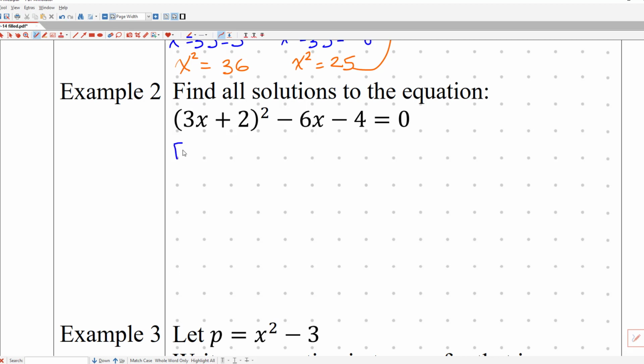So if I say p is equal to 3x plus 2, I'm going to go ahead and rewrite this thing. So what's going to happen here, I can actually factor something out.